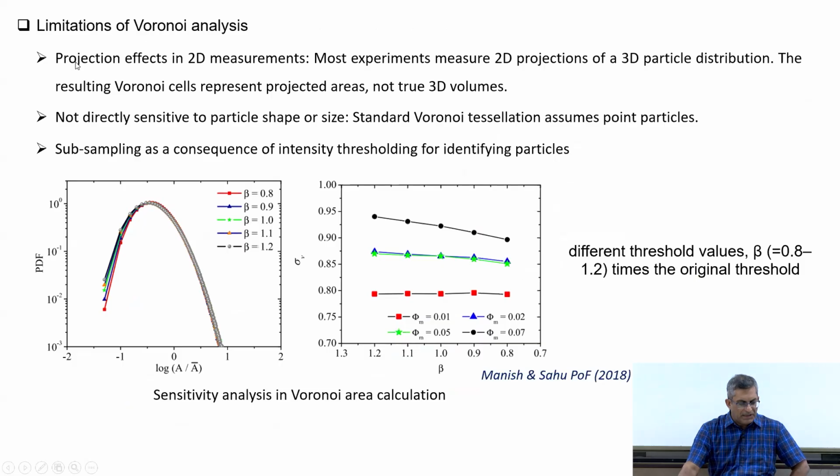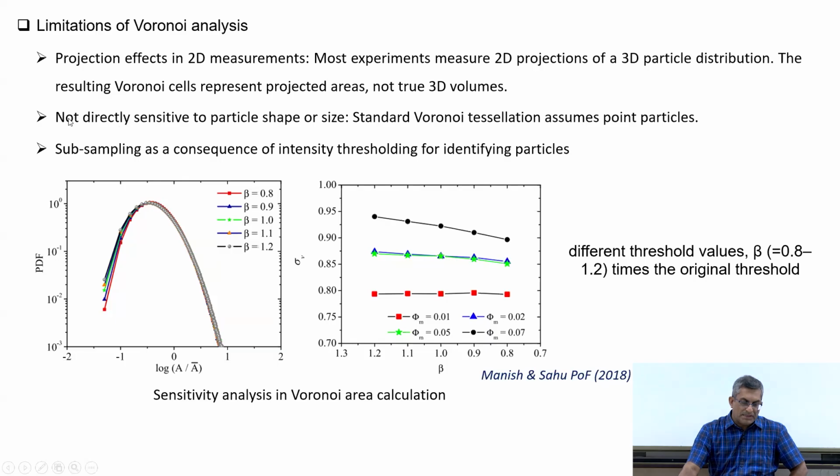This is a common limitation in all 2D measurements, that we have projection of the particle position. Actually, we have clusters in 3 dimensions, but when we take 2D imaging using a laser sheet, what we get is a 2D projection of the 3D particle distribution. So, the Voronoi cells represent projected areas, not true 3D volumes. However, the same technique can be used if we have 3D measurements.